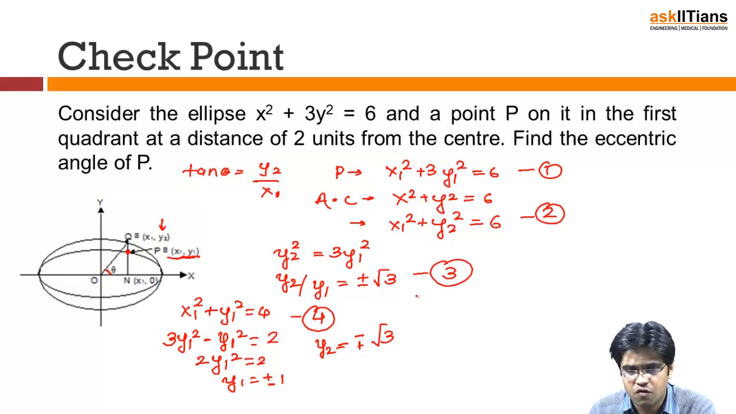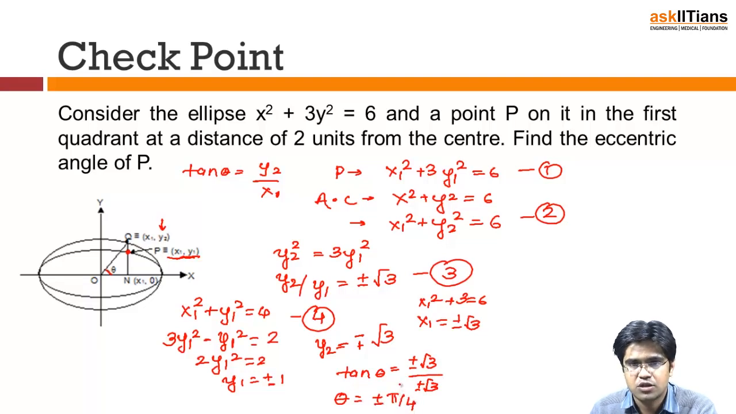So if I put the value of y2, what I'm going to get? I'm going to put value in equation 2. So x1 square plus value of y2 is root 3. So root 3 square is 3 is equals to 6. That means x1 is also plus minus root 3. Now tan theta, that is y2 by x1, is actually plus minus root 3 divided by plus minus root 3. That is theta is either plus minus pi by 4. Because tan theta equal to plus minus 1 is plus minus pi by 4.